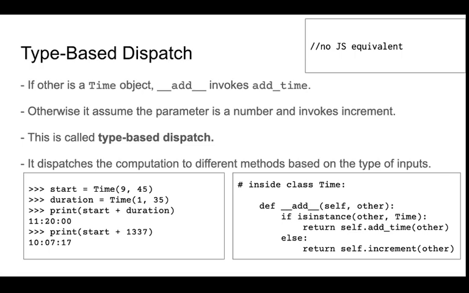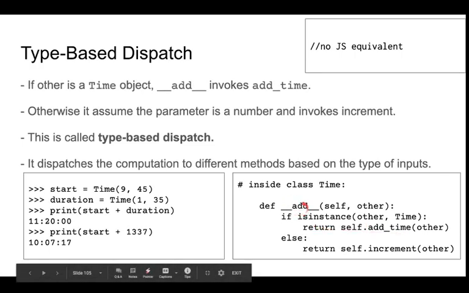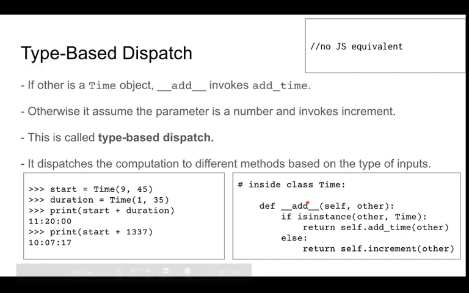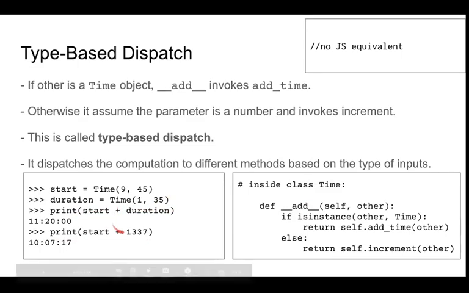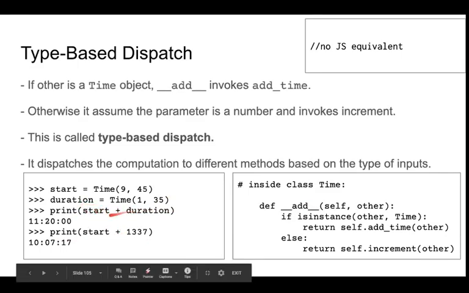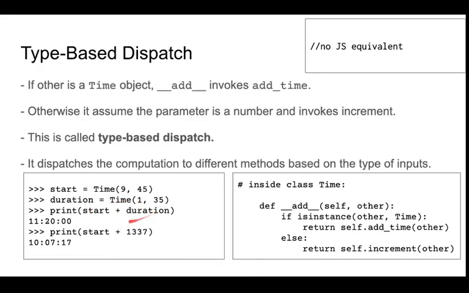So this action, checking your types beforehand and, more importantly, having the same name for it, the addition symbol, that's called type-based dispatching. Both this line here and this line over here work, right? Because the same plus operator is being used. It knows how to handle time plus time object and time plus an integer.